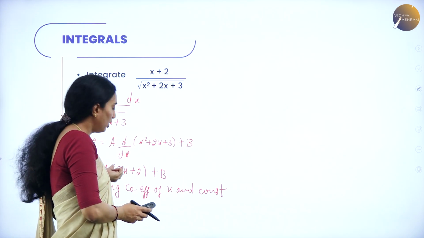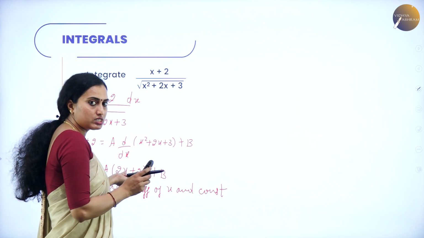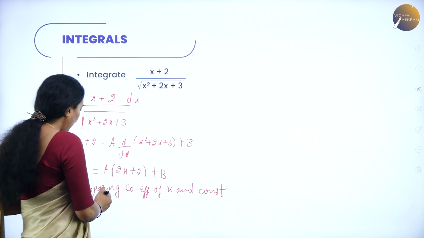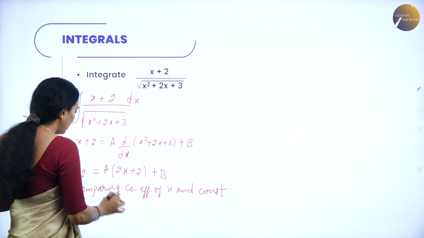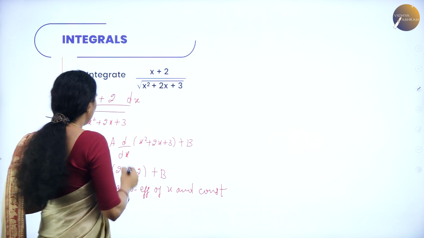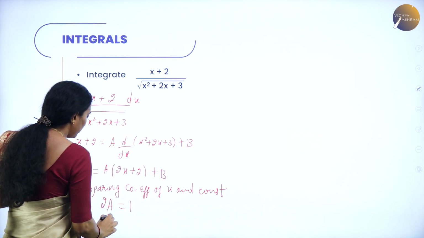Coefficient of x is 2a, 2 into a, which is constant. So 2x into a, coefficient is 2a is equal to, here coefficient of x is 1. So therefore, you can have 1. So a will be equal to 1 by 2.